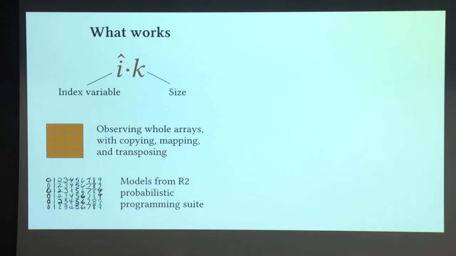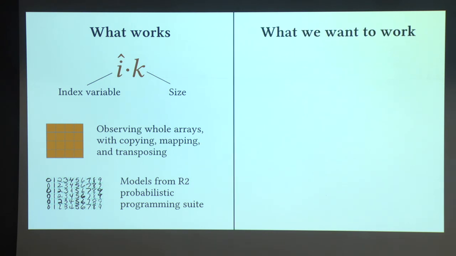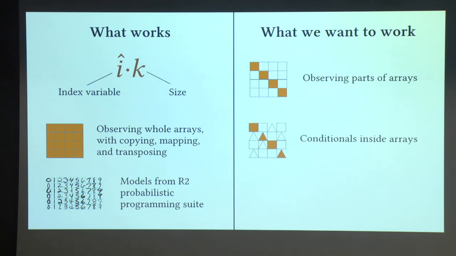I urge you to look at the paper for more details, but we tried this method out on a set of benchmarks from the R2 probabilistic programming suite. We also have a lot of future work as well. We would like to extend the representation of index variables so that we can condition on some parts of the array and not others. And similarly extend index variables so that we can have conditionals inside arrays.